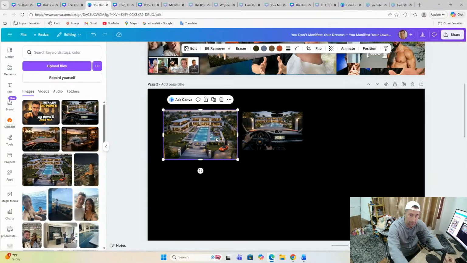I created this with ChatGPT. This was my dream house in Dubai. And ChatGPT did an okay job. It's not perfect, but I was describing it out of my imagination, what I really wanted.